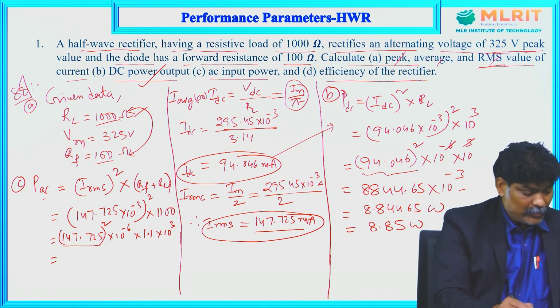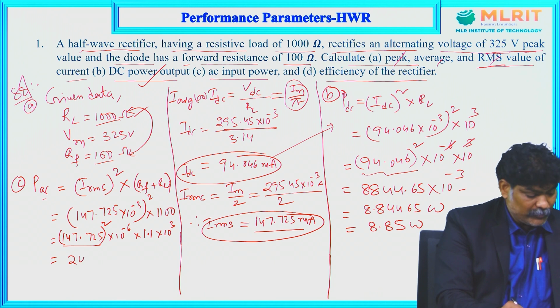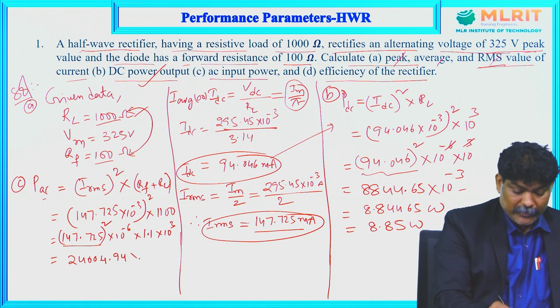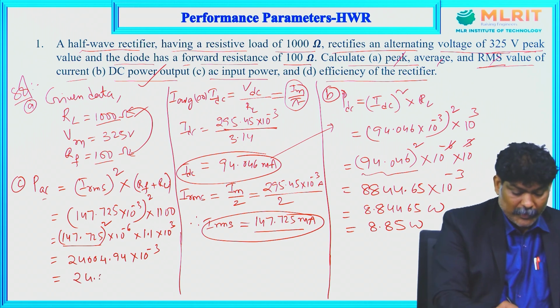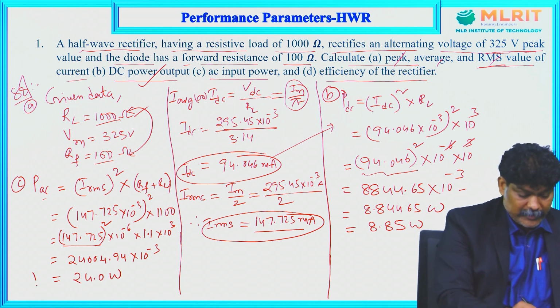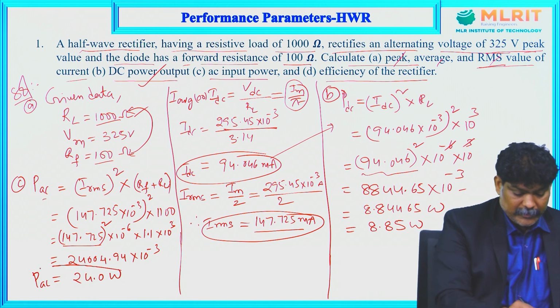And what is the value of this? This is approximately 24.04 into 10 power minus 3. So this can be written in terms of watts as 24.0 watts, that is PAC.